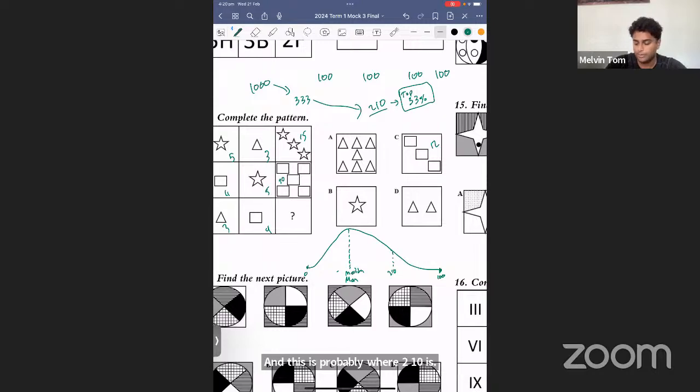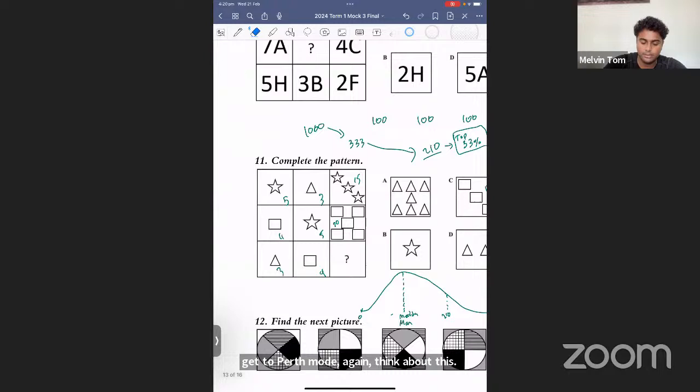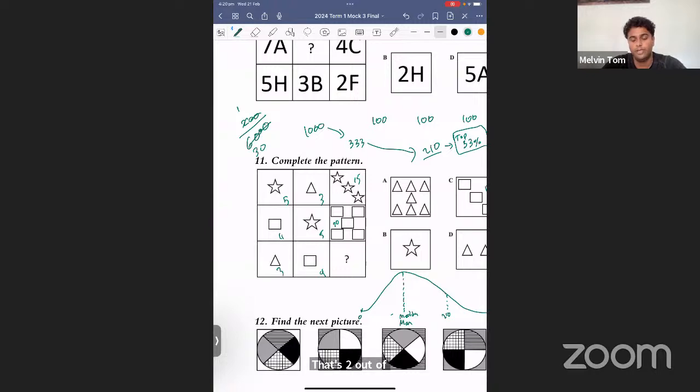Now, if you want to get into Perth Mod, again, think about this. There's 200 spots available, and there's about 6,000 kids taking the exam. That's 2 out of 60, 1 out of 30, right? Probability wise, that's like the top 3% of students. Do you guys understand?